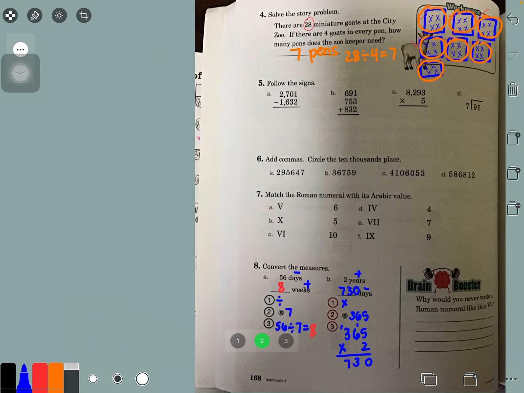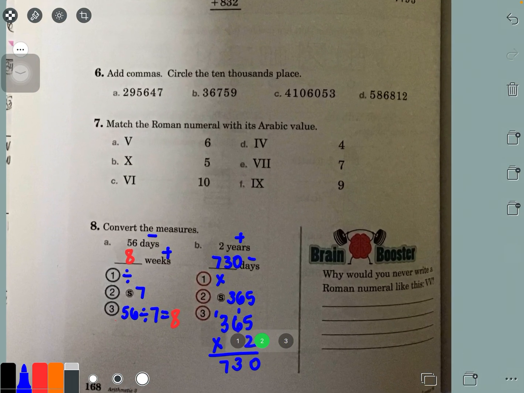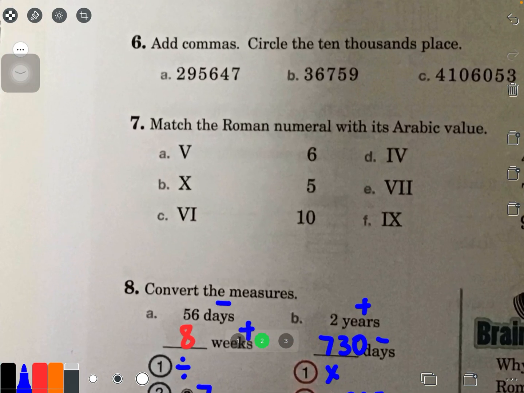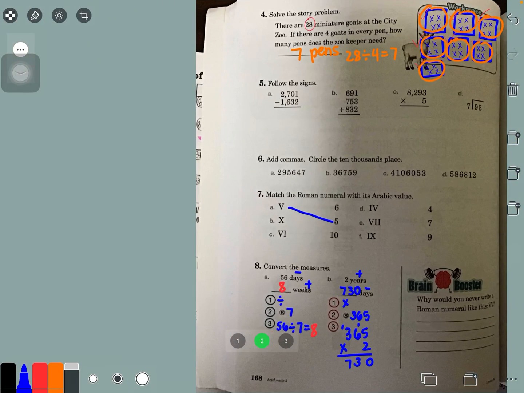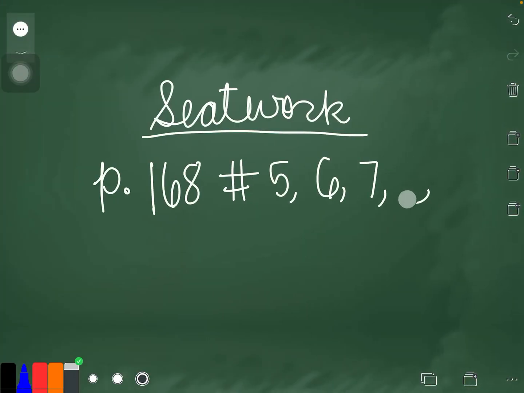So that's number 8. So you can do 5, 6, 7 on your own, and also the brain booster if you want to try it. For number 7, you just have to tell me the number, that Arabic value. So B is 5. Oh, just match it. There you go. Just match it, just like that. Okay? So I'm going to erase this right here. We did 8 together, but that's your seat work for today.